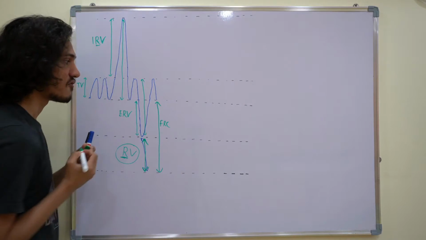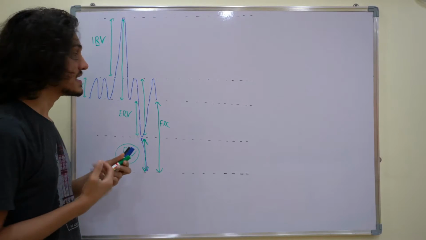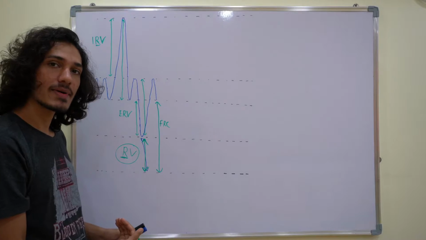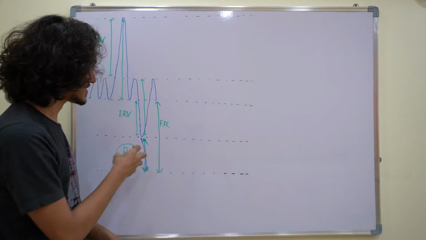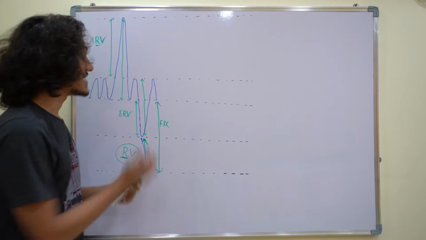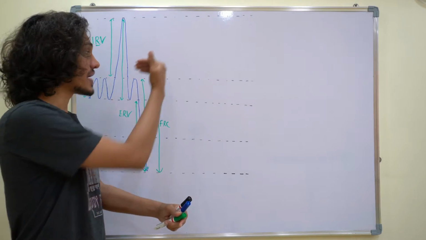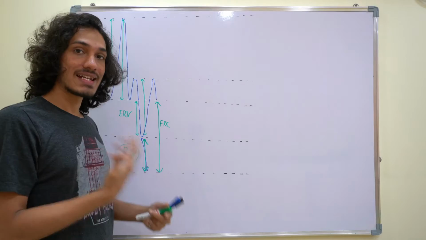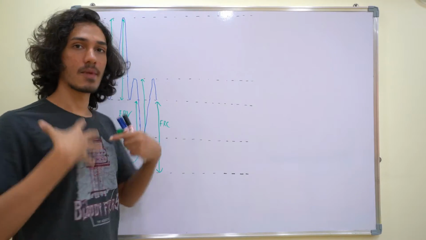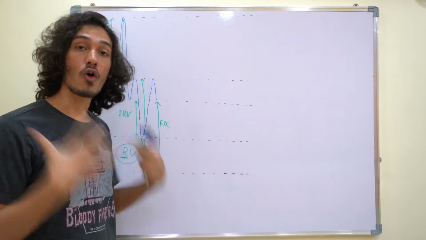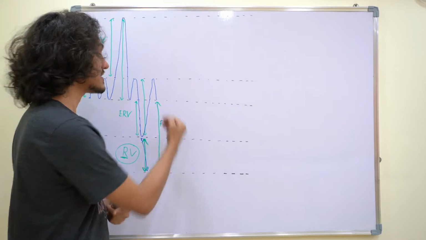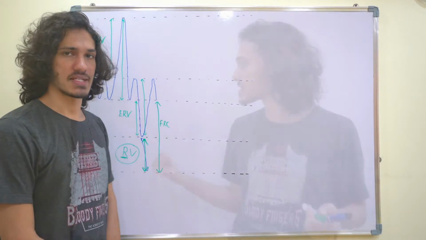So this is your functional residual capacity. When we maximally expire, the amount of air that is present inside is your residual volume. At the end of normal respiration, tidal ventilation, when you expire tidally, at the end of that tidal expiration, the volume that is remaining in the lung is your functional residual capacity.